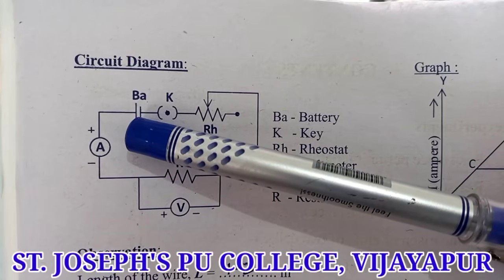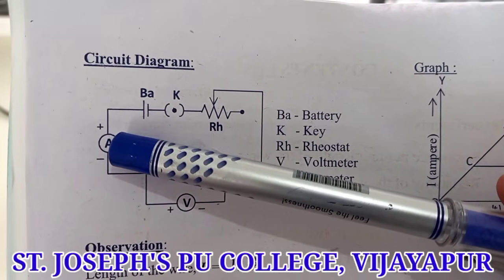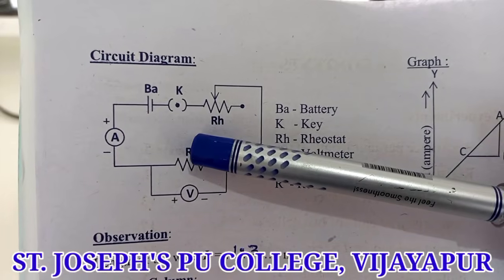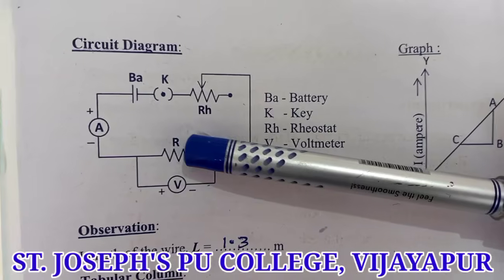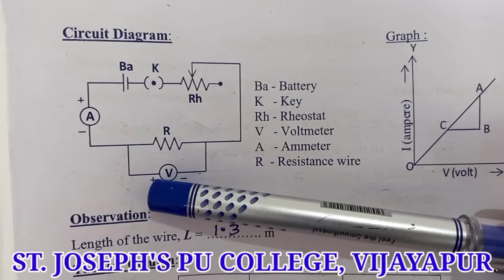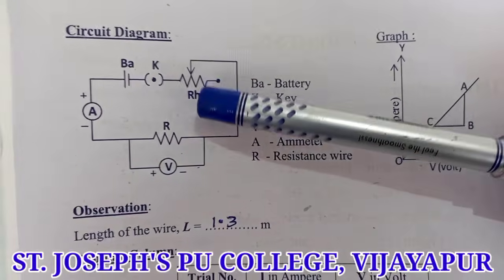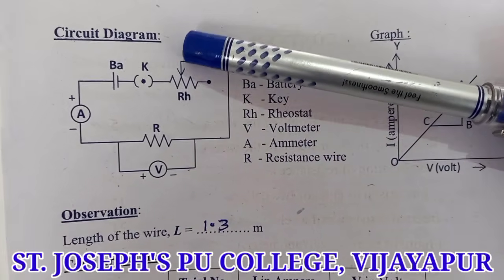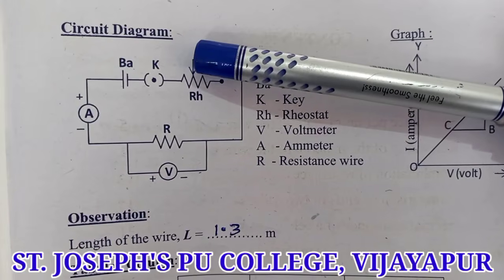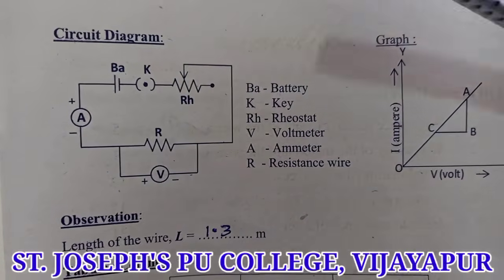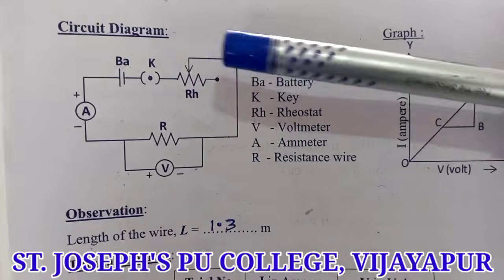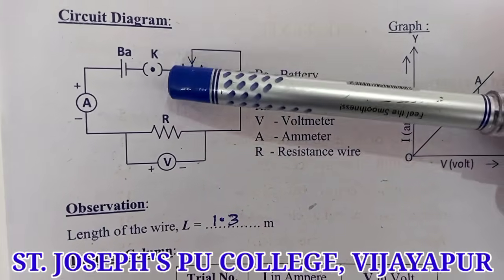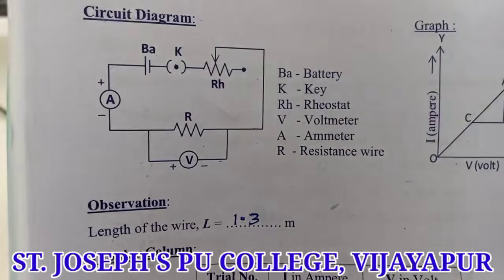Here BA indicates the battery, and A indicates an ammeter, which has two terminals, positive and negative. R means the resistance of the wire. V indicates the voltmeter, which also has two terminals, positive and negative, and RH indicates the rheostat. In this rheostat, the arrow mark observed in the circuit diagram indicates the upper terminal, or upper end. The dotted end is open, and only one lower end is connected to the plug key and battery.